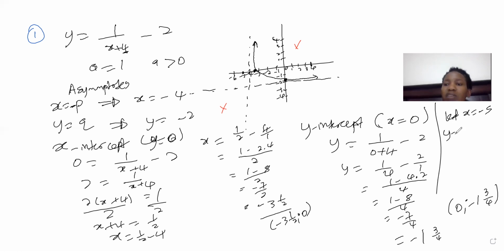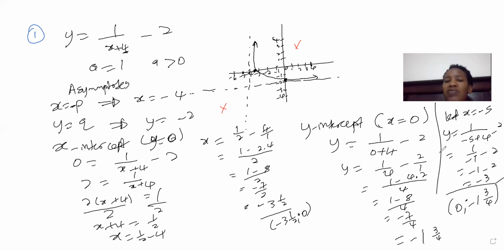Okay, so if x is -5, y is gonna be 1 over -5 plus 4 minus 2, which is gonna be 1 over -1 minus 2, which is -1 minus 2, which is -3. So we have -5 and -3. So the graph is sitting somewhere here. Then you can draw your graph. It must not go beyond your asymptotes. Your graph is gonna look like this. Okay, that's your graph.